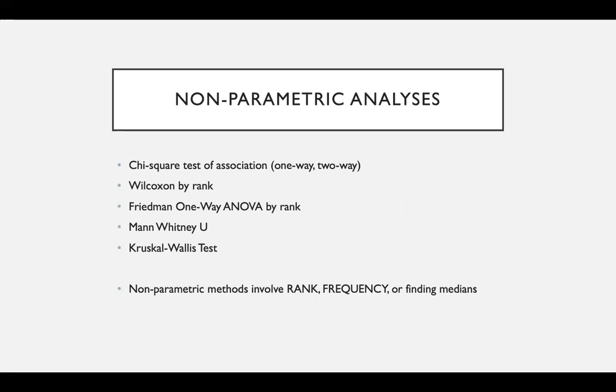Some examples of non-parametric analyses are the chi-square test of association, and that can be one-way or two-way, Wilcoxon by rank, Friedman one-way ANOVA by rank, Mann-Whitney U, and the Kruskal-Wallis test. Non-parametric methods will typically involve rank, frequency, or finding medians. And this is because the dependent variable is nominal or ordinal.